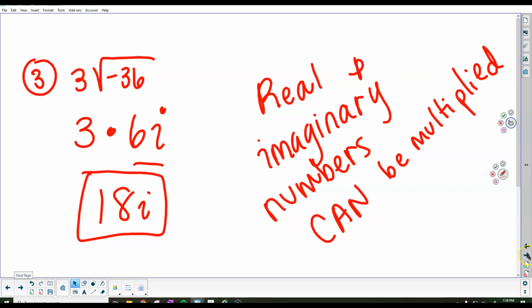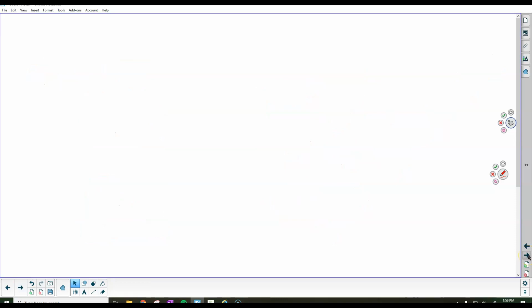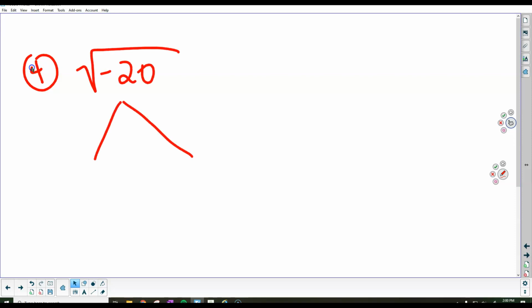All right, let's go ahead and take a look at number 4. Number 4 is the root of negative 20. So there's a perfect square hiding out in 20. 4 times 5 makes 20. And I'm choosing 4 and 5. I'm not choosing 2 or 10 because neither one of those is perfect.